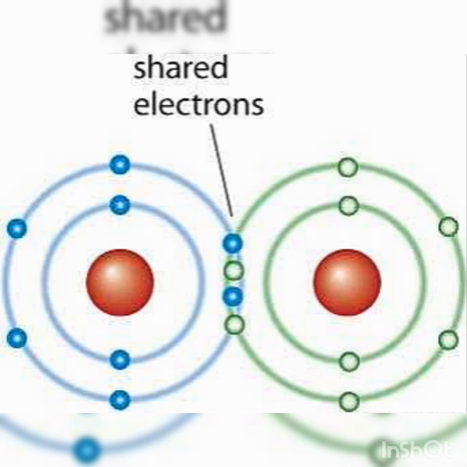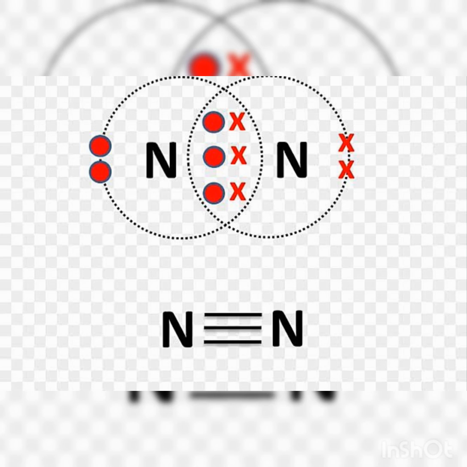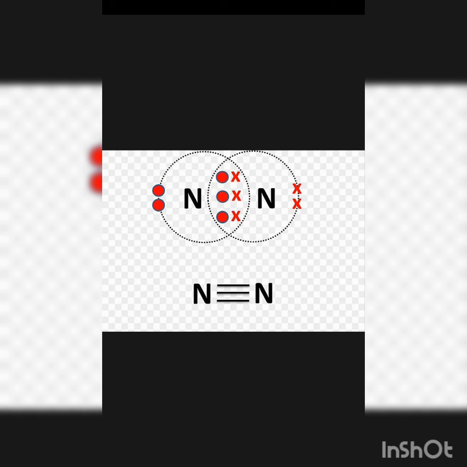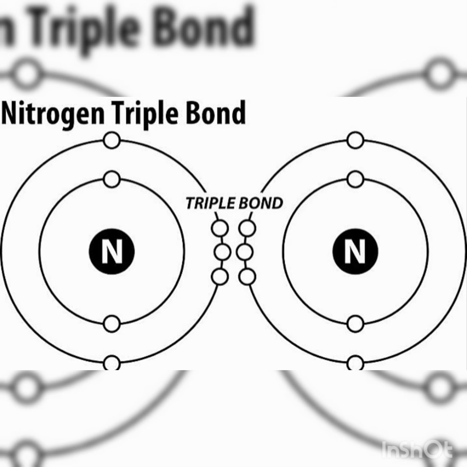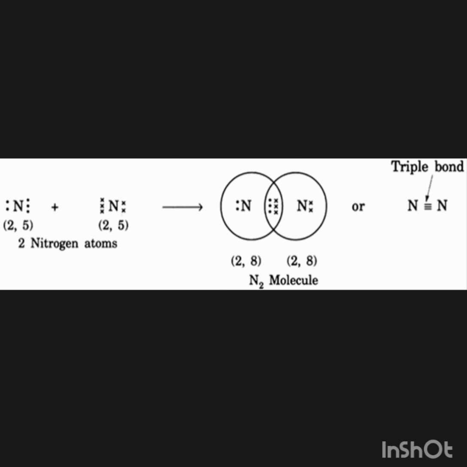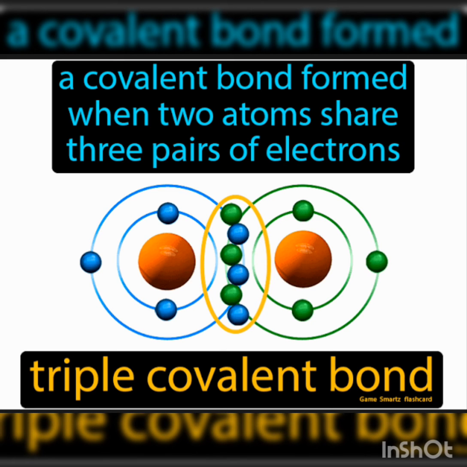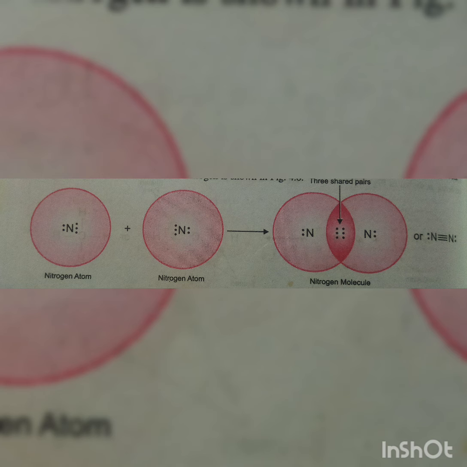So in this case, each atom of nitrogen will share 3 electrons with the other atom of nitrogen to form a molecule of nitrogen, as you can see from the picture. So in this case, 3 electrons are contributed by each nitrogen atom, thus forming triple bond. And triple bond is represented by triple line, as you can see from the picture.